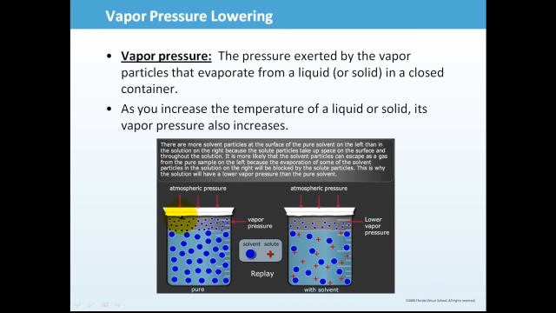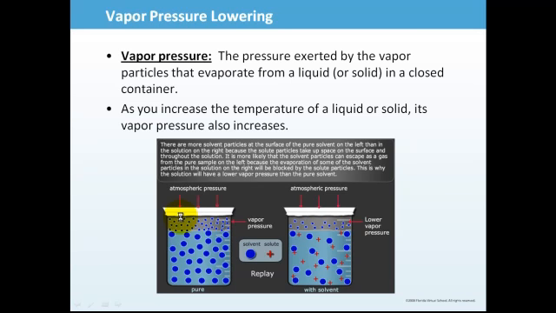A great example of that is, if you take a can of soda, have it in the fridge versus leaving it outside on the sidewalk for a few hours. The one on the sidewalk, if you open that, it's going to fizz all over the place because it's been outside, it's been warmed, so the molecules are moving faster, so there's more vapor pressure because there are more molecules in the vapor form.